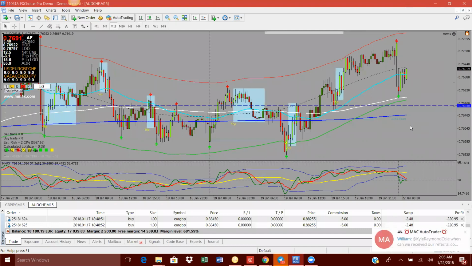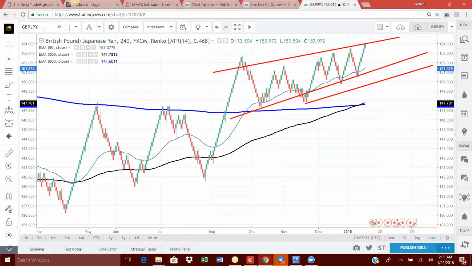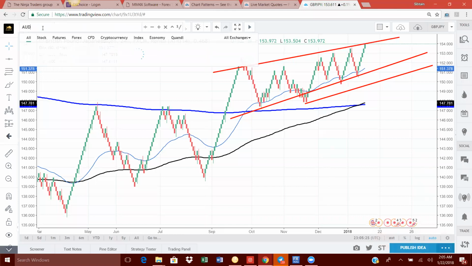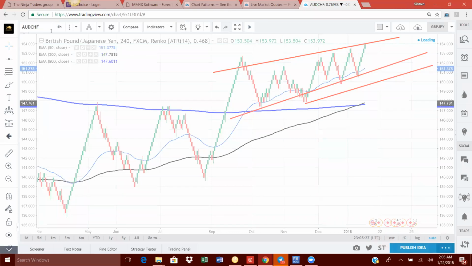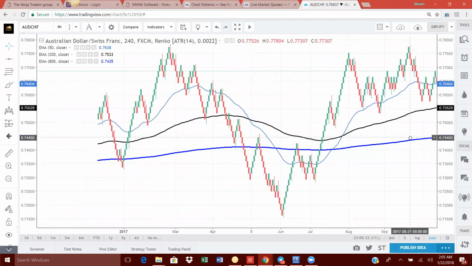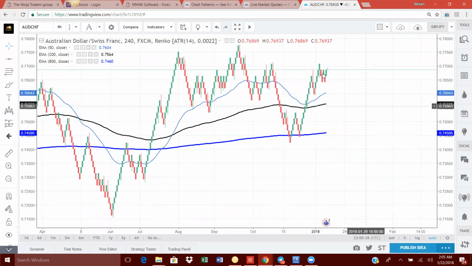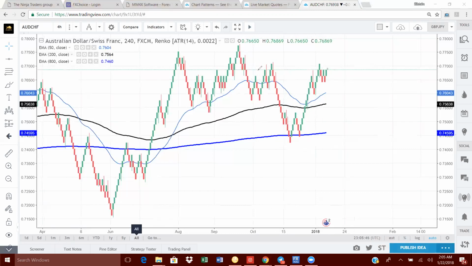And if we go to the Renko charts, AUD CHF, yeah, it's an uptrend, but it's on a 4-hour, very resistant area. So anything can happen. See, resistant, resistant, resistant, resistant. The price could come down, then move up.